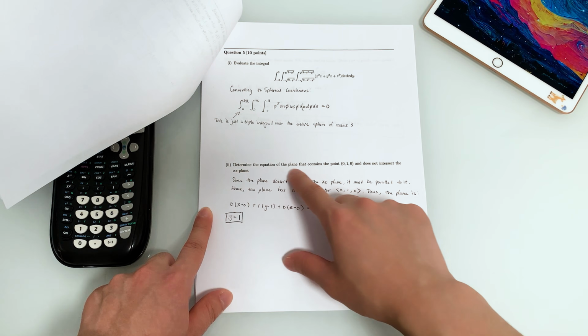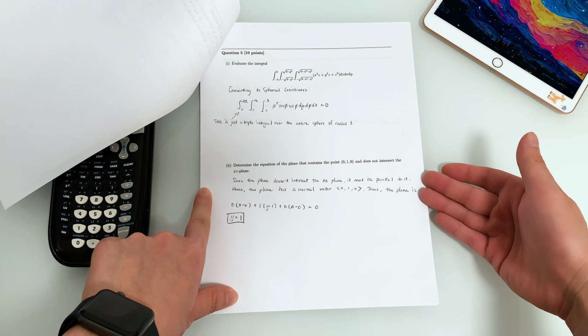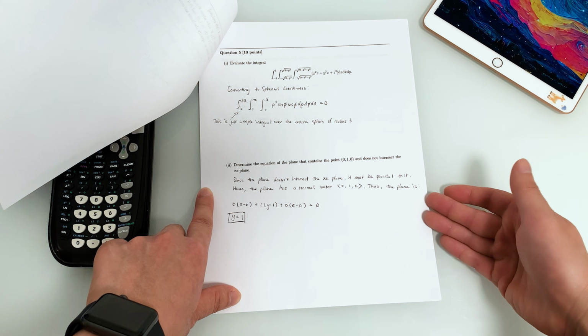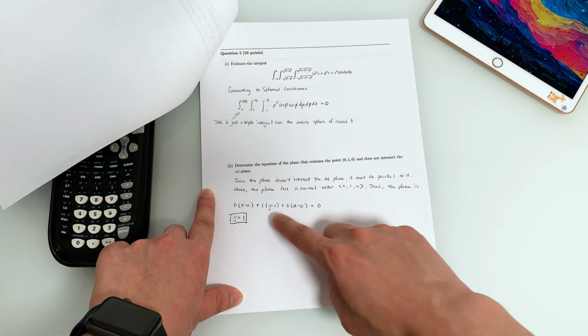For the second part, I had to find an equation of a plane containing the point 0, 1, 0, and that's not intersecting the xz plane, which was pretty straightforward. Notice I always try to box or underline my final answer so there's no ambiguity.